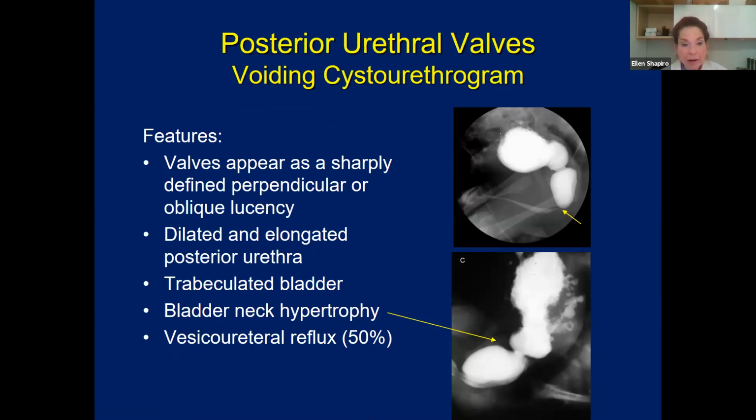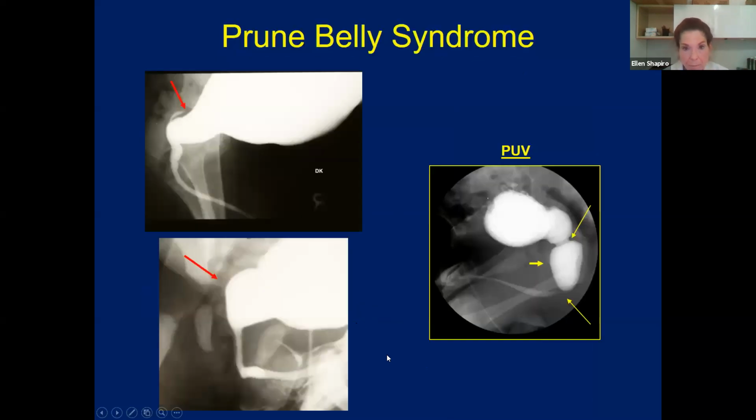The valves appear as sharp, perpendicular, or oblique lucencies as seen here. You have a dilated, elongated urethra as seen here, trabeculated bladder with diverticula and cellulae, and there is bladder neck hypertrophy seen here. What you don't see is what's hypertrophied, and reflux is seen in about 50%. We'll talk a little more about reflux in a moment.